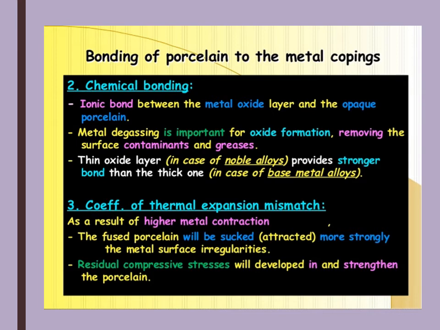And then a thin oxide layer provides a stronger bond than a thick one. And it is observed that the oxide layer in noble alloys, especially gold, is better and stronger than that in the base metal alloys. So this is how chemical bonding is achieved. It is basically ionic bonding.